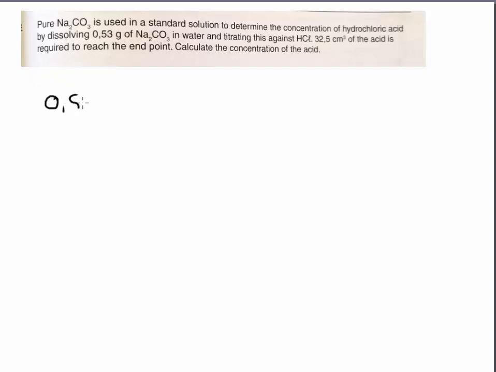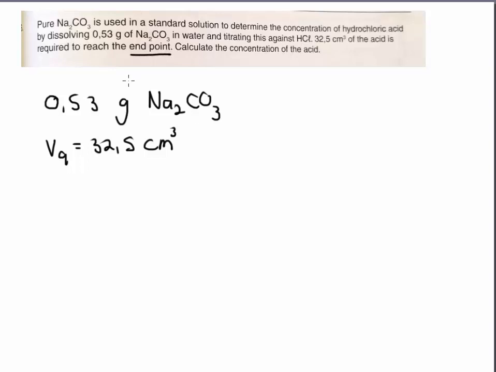We currently see also that we have 0.53 grams of Na2CO3. This is going to be titrated against HCl, and we see that the volume of my acid here is 32.5 cubic centimeters. 32.5 cubic centimeters of the acid is required to reach the end point. The end point is the point where neutralization occurs. So when you do a titration, you'll see that this is the point where the color change of your indicator happens. Our question, calculate the concentration of the acid. So here, this is our unknown concentration of the acid.